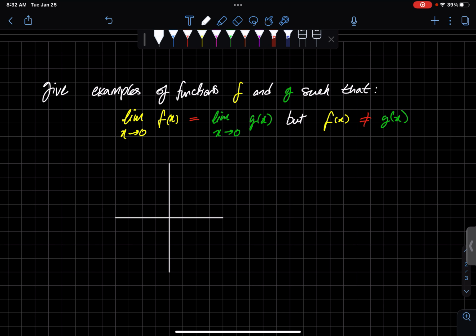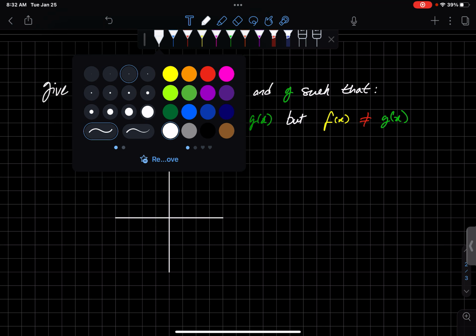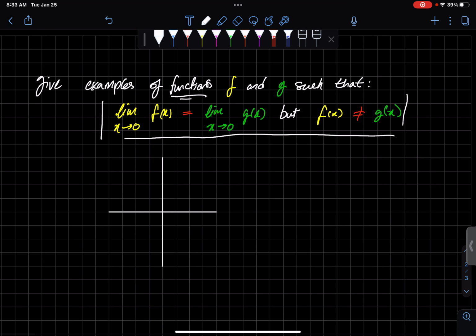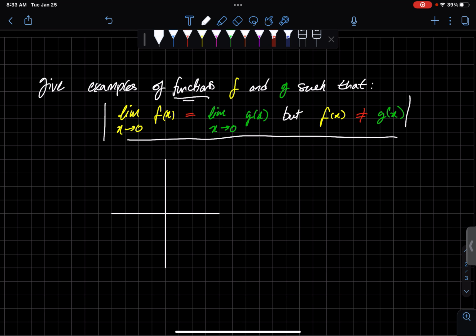All right, so we're asked to give examples of functions f and g such that they meet these criteria. We've been told that the limit of these two functions, g of x and f of x, as they approach zero is the same, but the value of these functions are not the same at x equals zero.